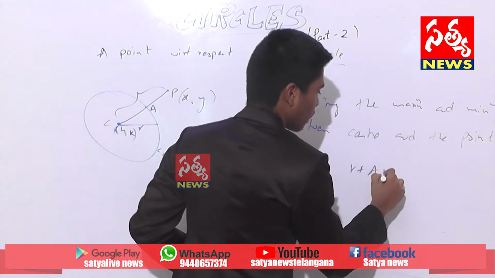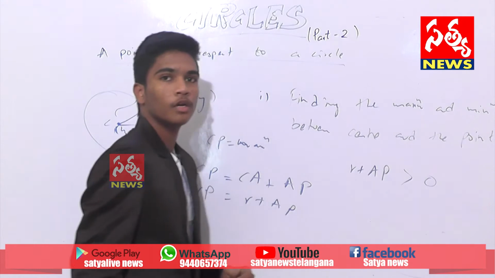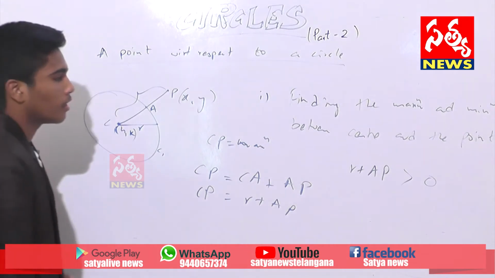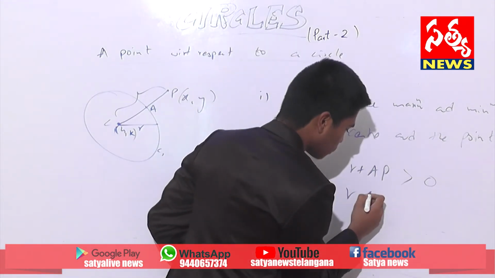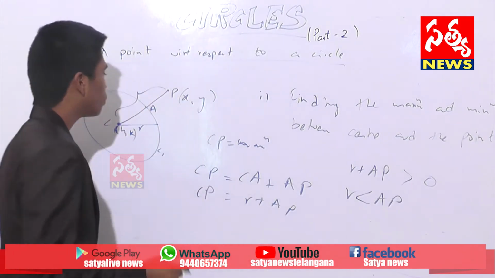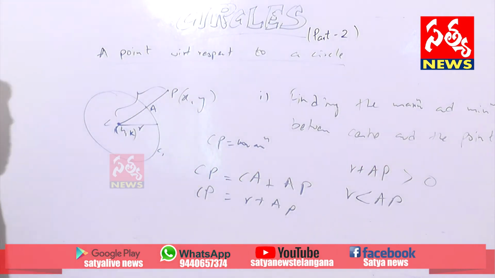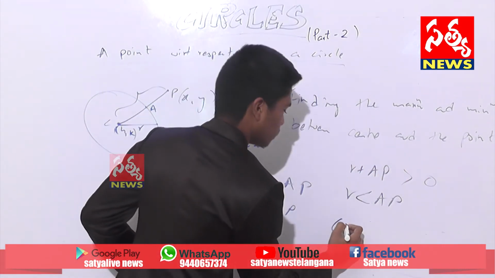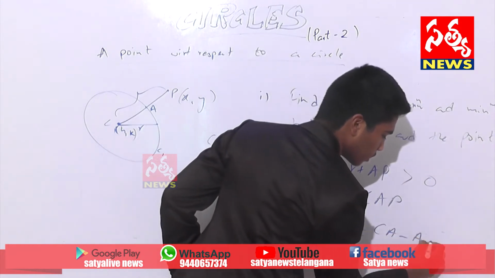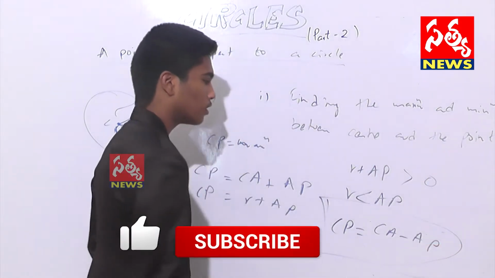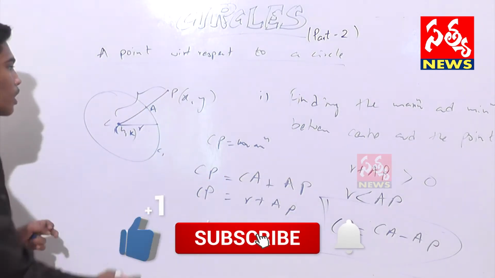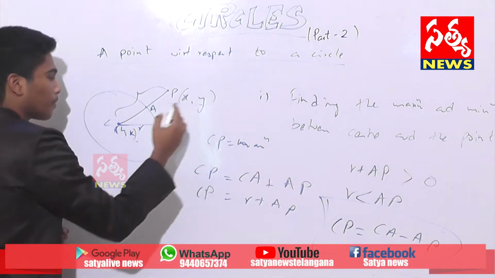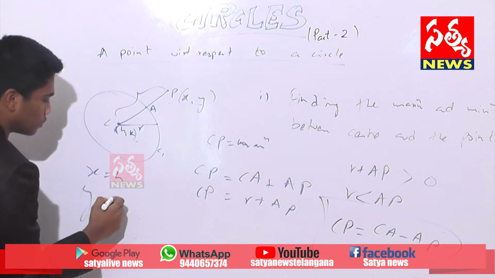Next. R plus AP must be greater than 0, then only we can say that the point is outside the circle. If r is greater than AP, then it is said that the point P lies inside the circle, and then for finding the distance we use CP is equals to CA minus AP. When will this distance be minimum? When the point P is equals to the center of the circle C1, which is x must be equals to h and y must be equals to k.